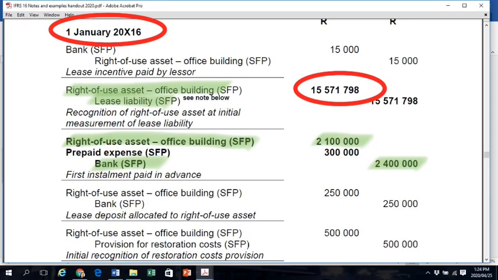The 2.1 million lease component is added to the cost of the right of use asset per definition. The cost of the right of use asset includes all amounts paid on or before commencement date. The 300,000 maintenance component is recognized to a prepaid expense. It cannot be recognized as an expense through profit and loss yet because the lessor still has to render those maintenance services throughout the financial reporting period. The rest of the journal entries at commencement date will remain the same.